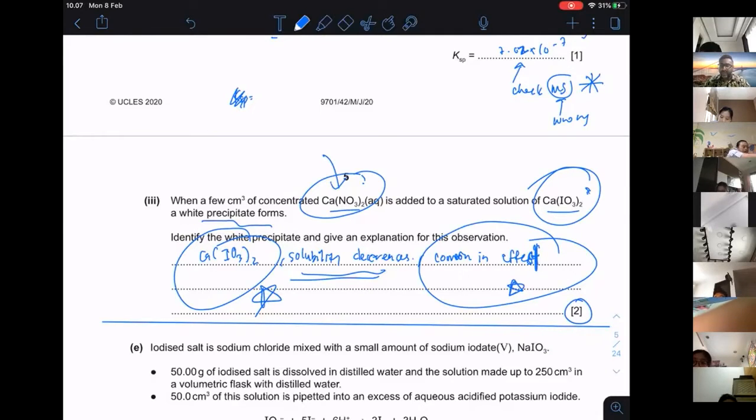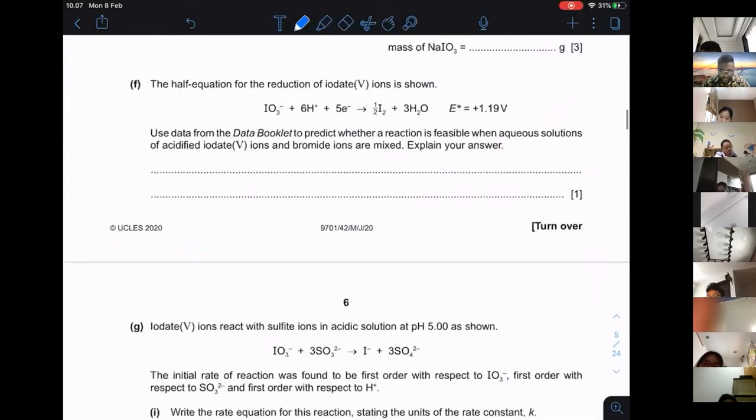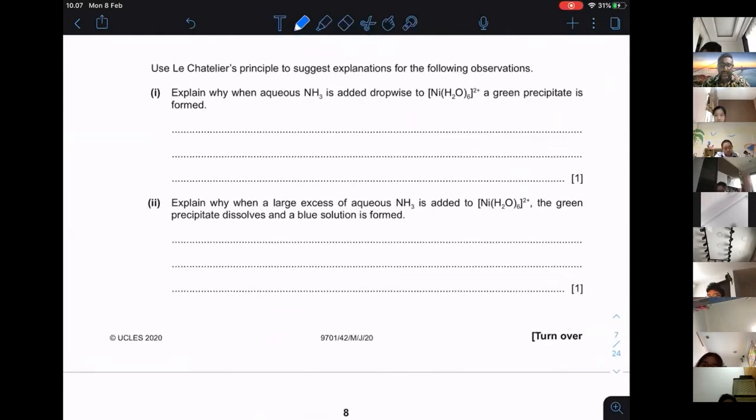It's already 10:07. That's it, what I want to discuss for today. Please continue with the rest of it. Any questions before I end? It's already 10:07. Lavi, any question?